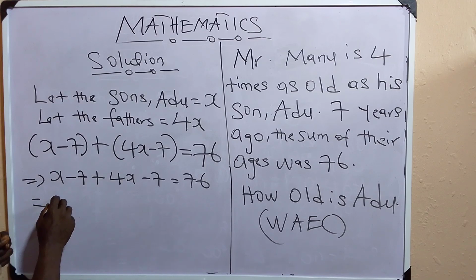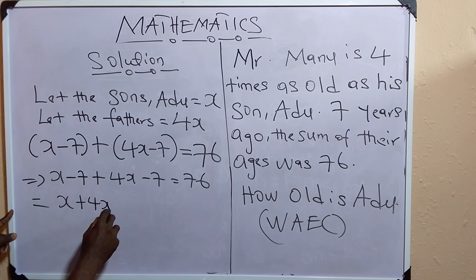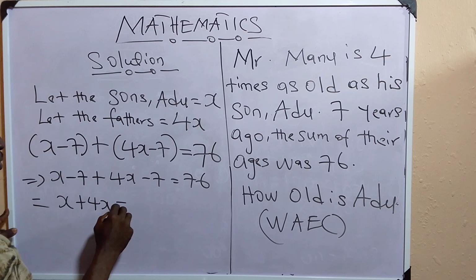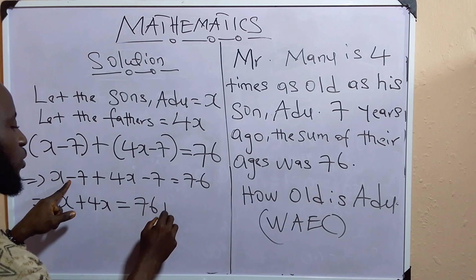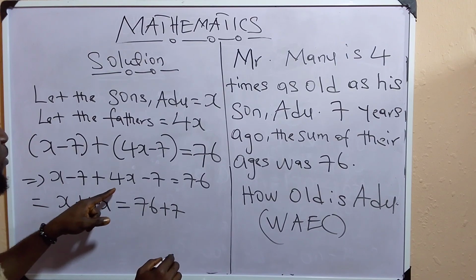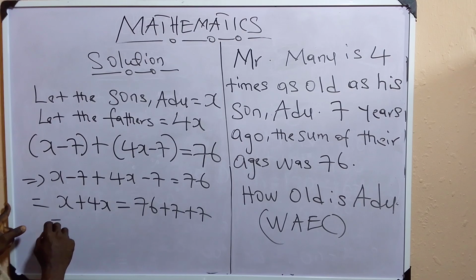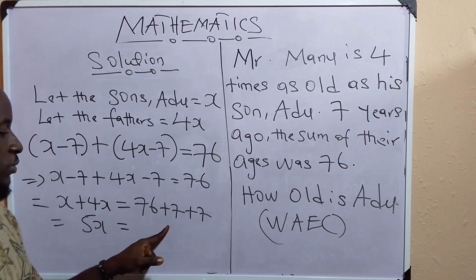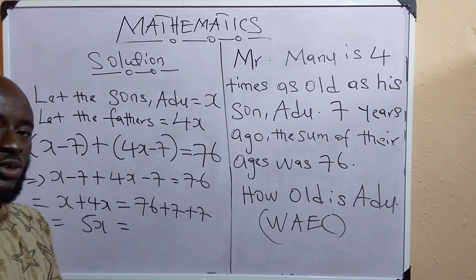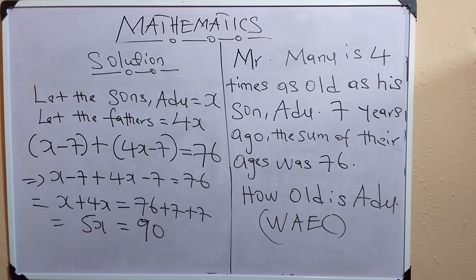We have x plus 4x is equal to 76, which is already there, plus 7 plus another 7. So this means that x plus 4x is 5x, equal to 76 plus 7 plus 7. This is 76 plus 14, which will give you 90.